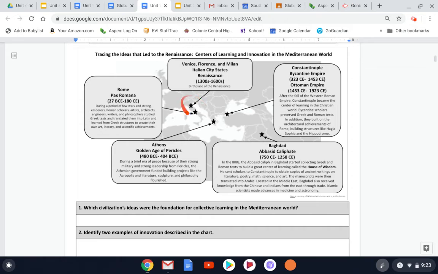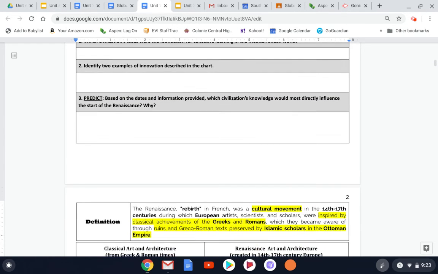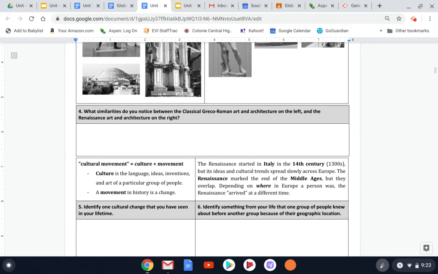Italy is at the right time, at the right location to have a rebirth of some of these older ancient ideas, because of where they are located. So there's a lot of cultural things that will happen based on where you are at a certain time. So our packet kind of gives you a little introduction to this question. The Renaissance started in Italy in the 14th century, the 1300s, but its ideas and cultural trends spread slowly across Europe after that.